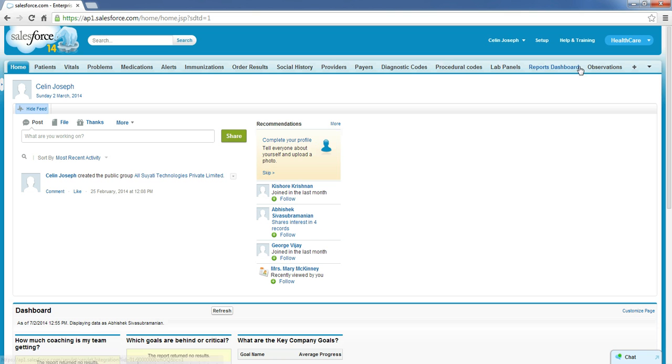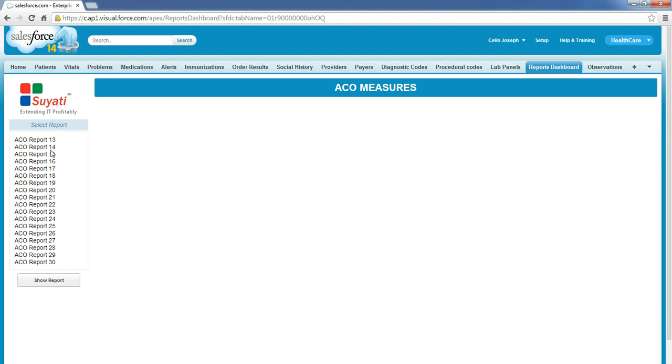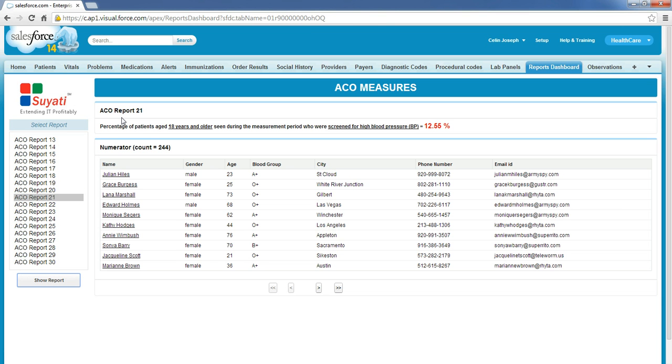Similarly, we can create other measures too. Here there are 18 out of 33 measures. Let's see one of them. ACO report 21 gives us the percentage of patients aged 18 years and older who were screened for high blood pressure. Out of 4,000 patients that we have in our application, there are 244 such patients, which gives us a percentage of 12.55%.